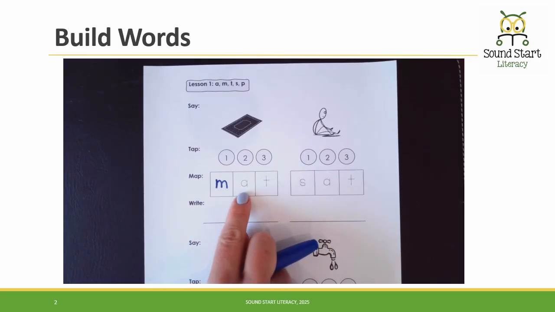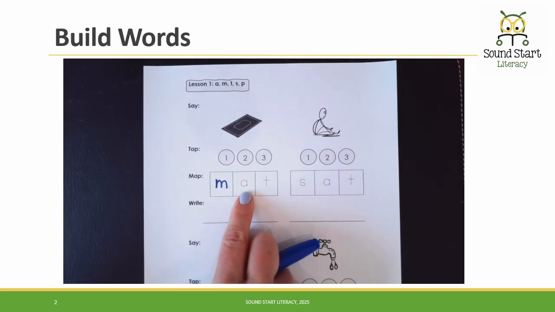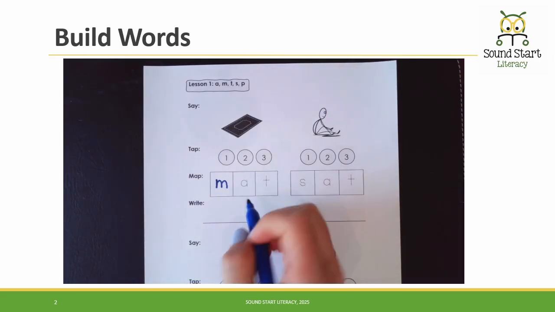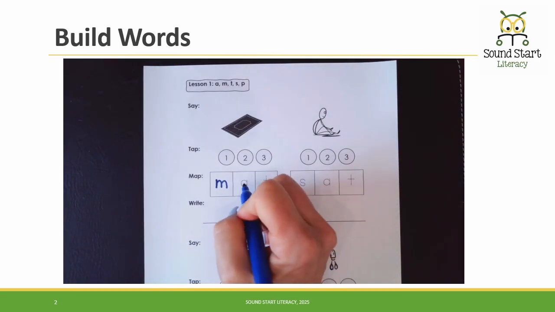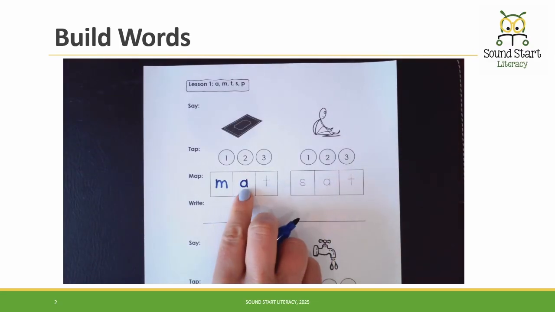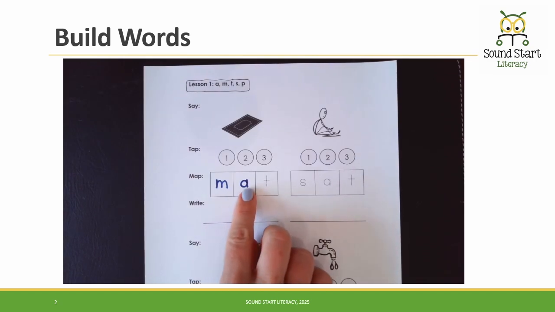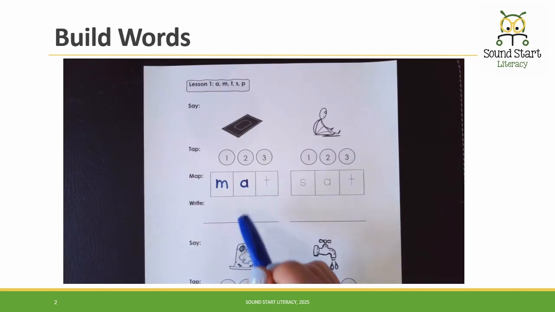Now we need the second sound in mat. You can really hold on to that a sound to help them hear. So now we have what sound? A. Let's look to see how we're going to spell a. Watch me. I'm going to curve around, push up, pull down. That's one of the verbal cues. And that's the a sound. So you're going to model it and then ask the student to trace over it and write the a.